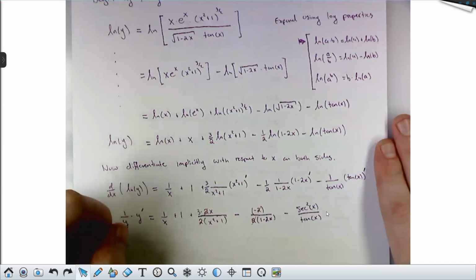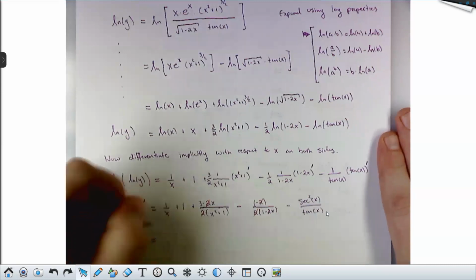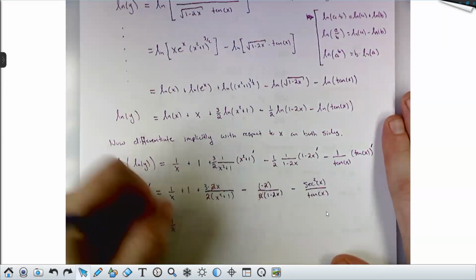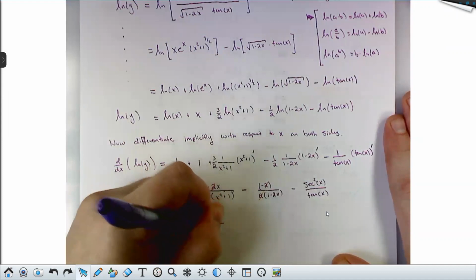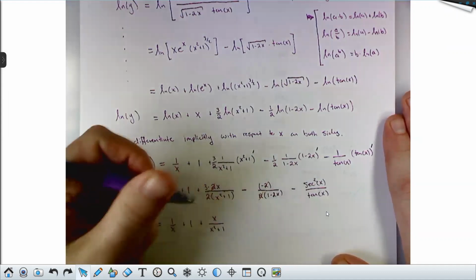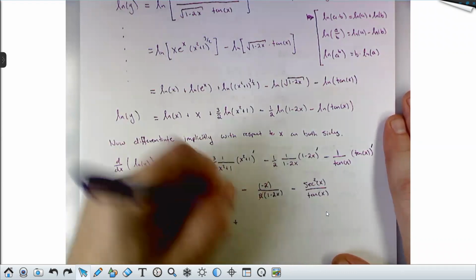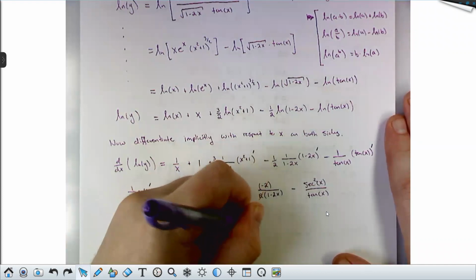I have 1 over y times y prime equals 1 over x plus 1 plus x over x squared plus 1. Minus minus here will make plus. We canceled the 2, but that negative is still there. Plus 1 over 1 minus 2x.